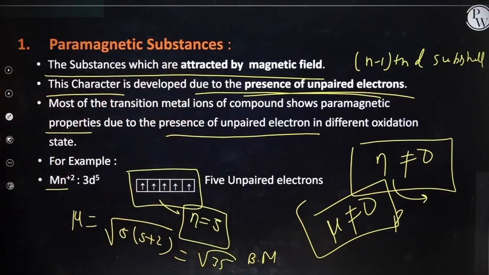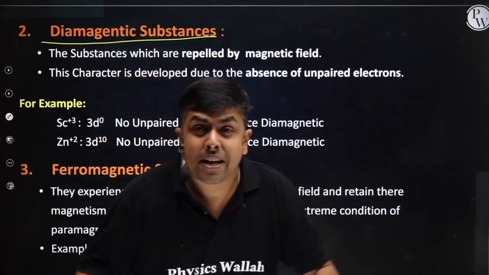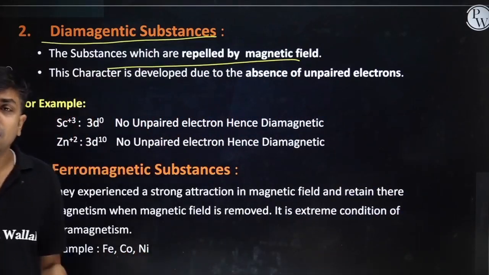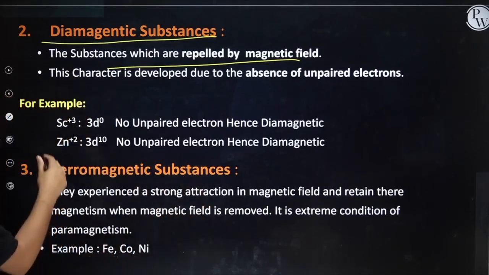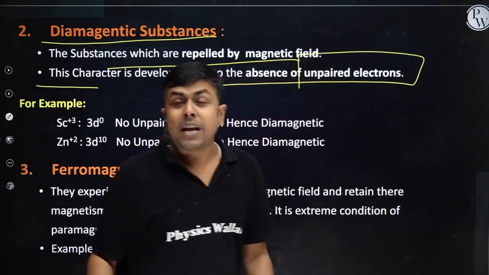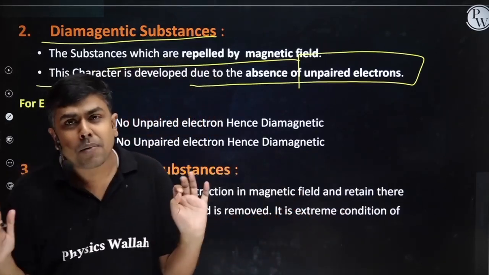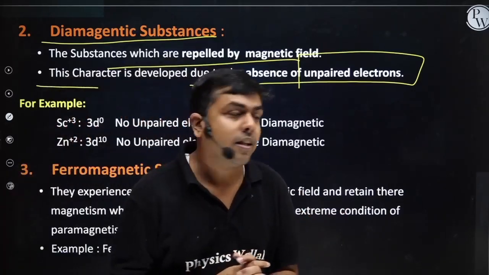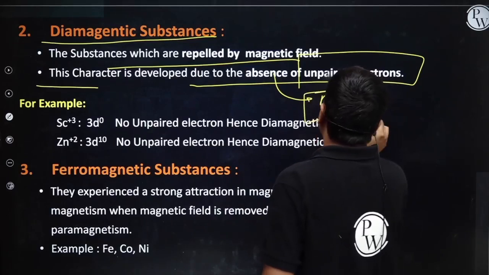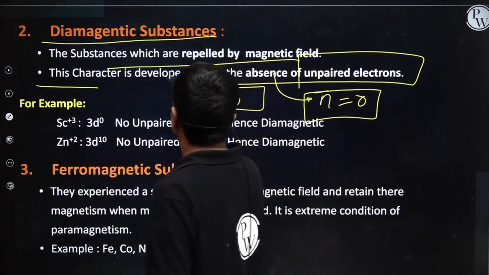Next one. Diamagnetic substance. All such substances which get repelled in the magnetic field. And why do they get repelled? Due to completely paired electrons. This characteristic is developed due to the absence of unpaired electrons. So diamagnetic substances do not have unpaired electrons in the (n-1)th d subshell; the number of unpaired electrons is zero. So the magnetic moment of such a substance will be zero.